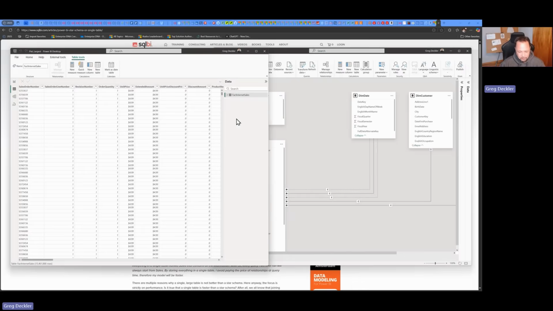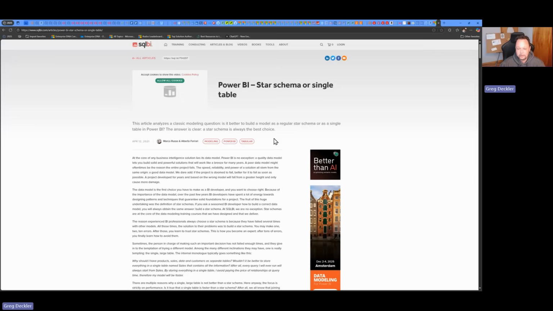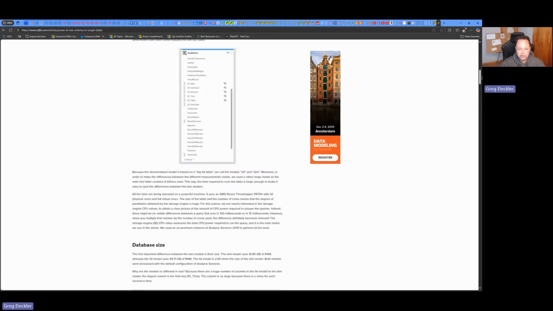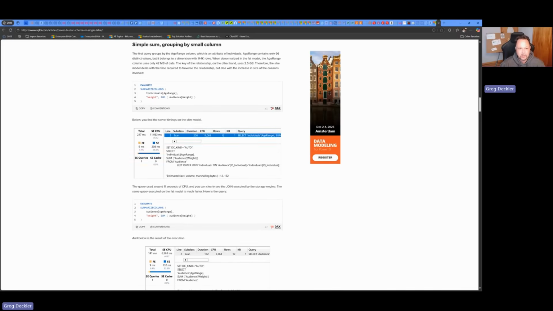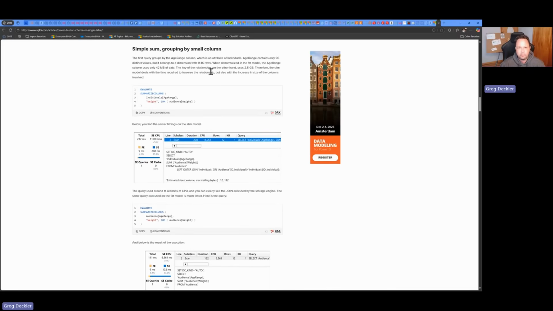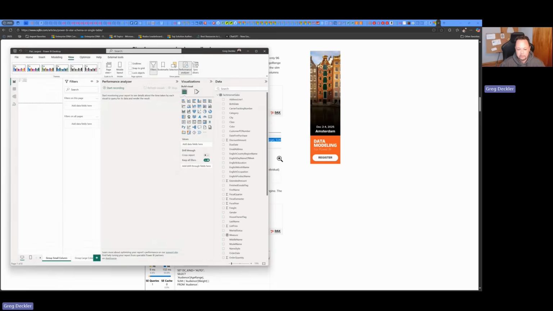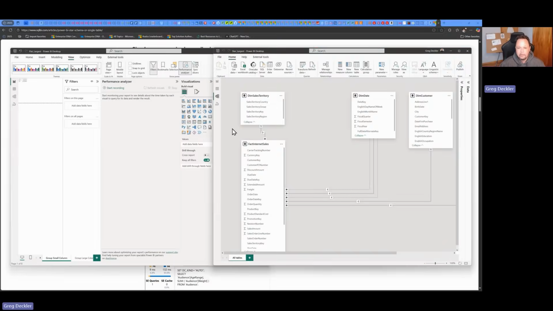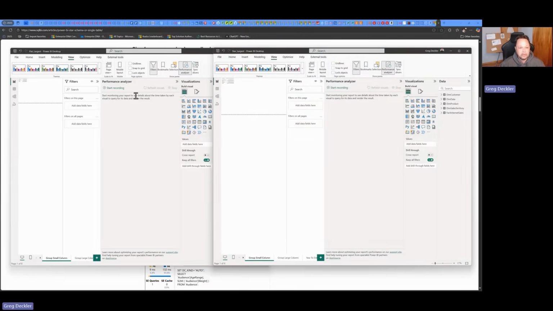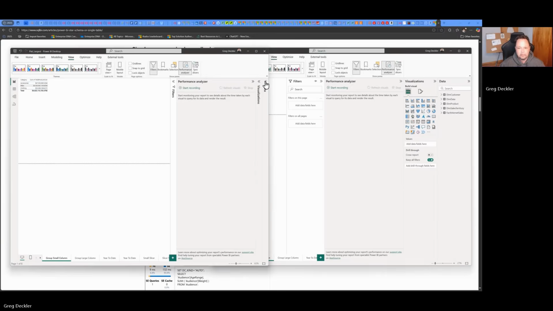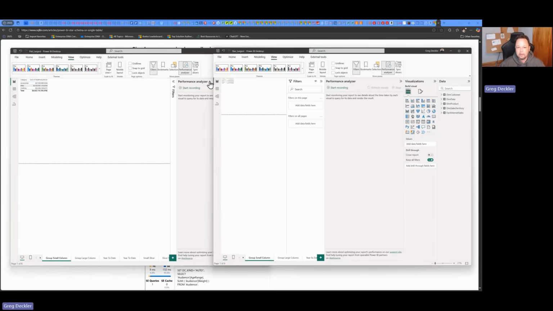All right, so let's get back to this article here. So I set up some experiments. Database size we covered. So, simple sum grouping by small column. What I did is I have this report, and then let me get my other one up here. So grouping by small column, in this case I used category, and there's only 3 items in category.